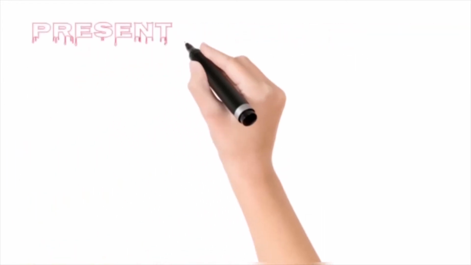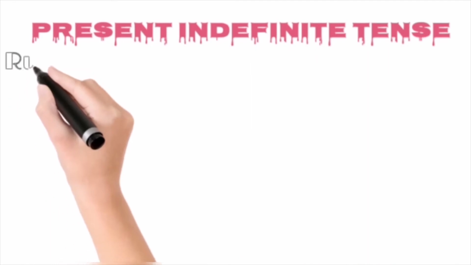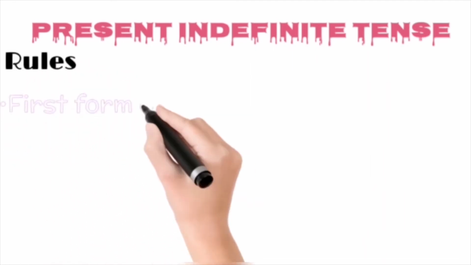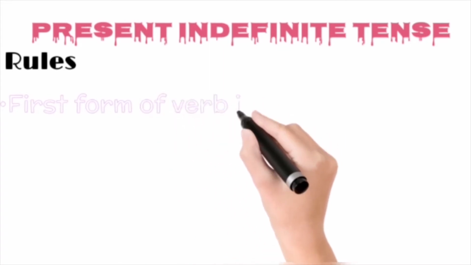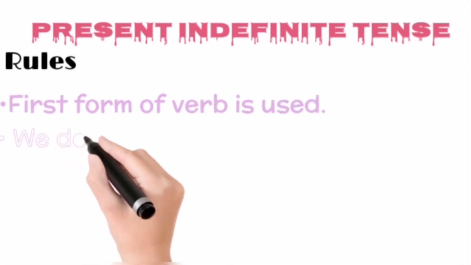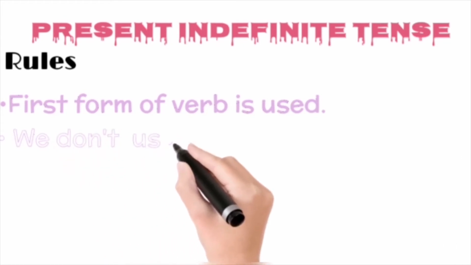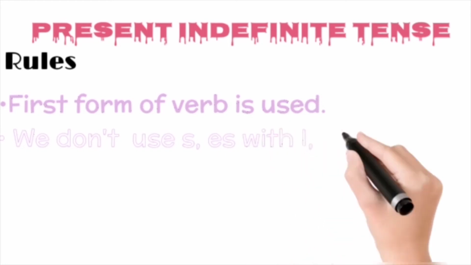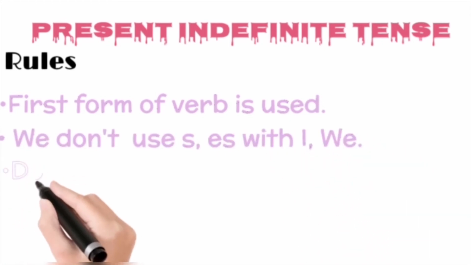In present indefinite tense, there are some rules we need to remember. These are the most important rules. Number 1, first form of verb is used. Number 2, we don't use s or es with I, we, they, you.